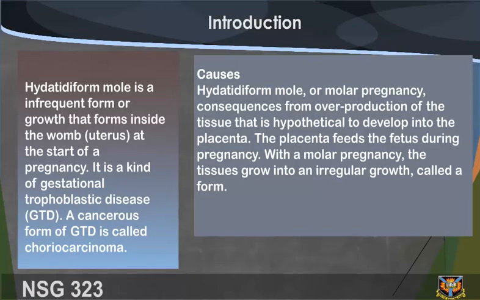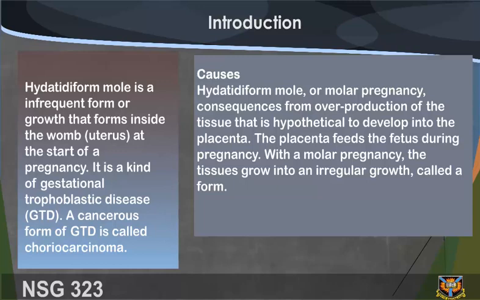Introduction. Hydatidiform mole is an infrequent form of growth that forms inside the womb, the uterus, at the start of a pregnancy. It is a kind of gestational trophoblastic disease, GTD. A cancerous form of GTD is called choriocarcinoma.